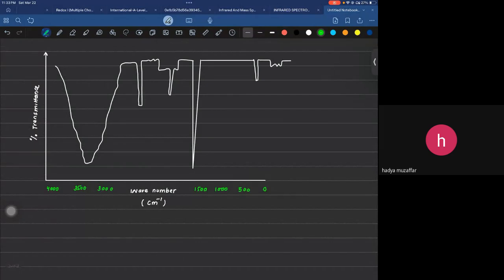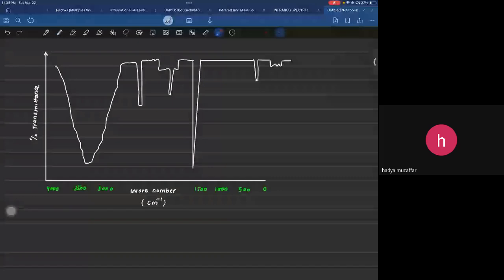These small peaks are called weak peaks, weak signals. But in the recent updated syllabus, the examiner would not ask which peak is broad, which is strong, or which is weak. He is interested in identifying which peak is responsible for which functional group.